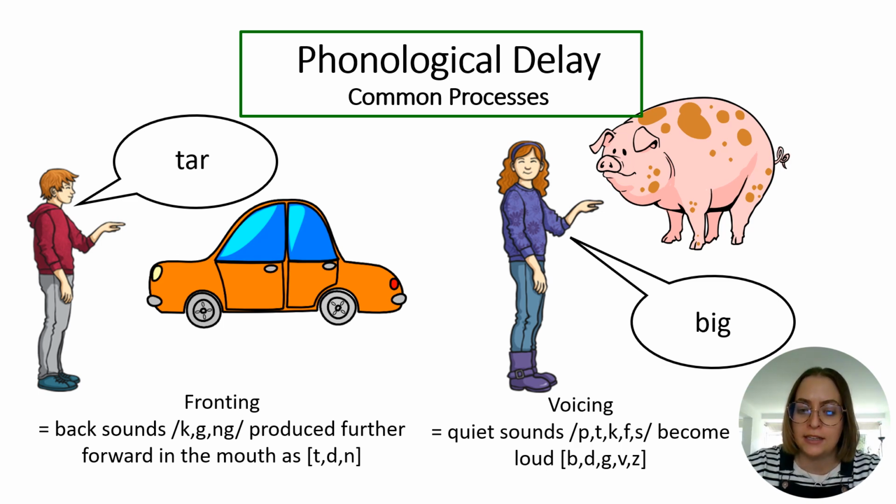And then voicing as well. So this is where a quiet sound like a p, t, k becomes loud: b, d, g. So for example, pig becomes big. Fronting can also include the sh sound, and this is replaced with an s. So often we see sheep becomes seep.